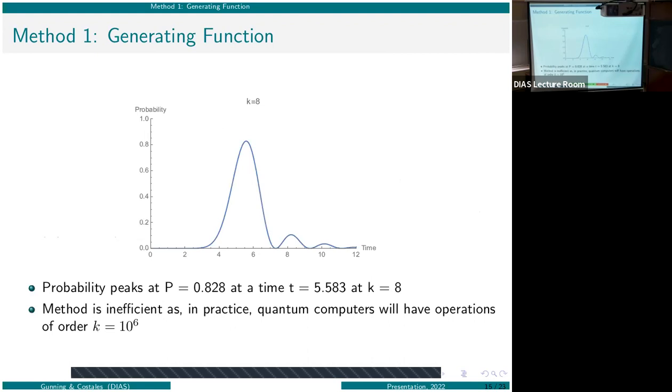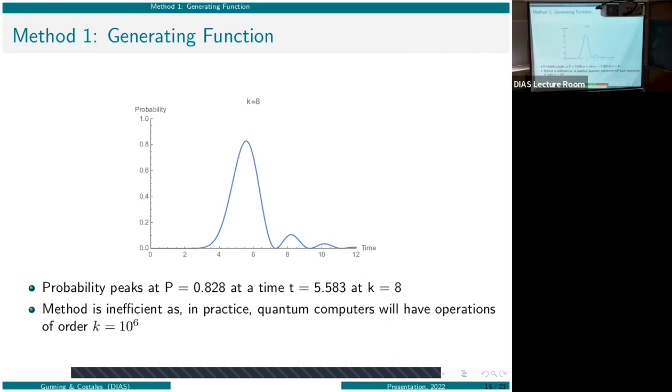So with this, we are actually able to plot the probability that the program counter will have completed at a given time t. And over here, we have the graph for k equal to 8, but we were able to extend this up to about k equal to 30, 31. The issue with this is that it is quite a slow way of doing it. However, if we had a long enough time, we could generate any arbitrary k that we wanted.